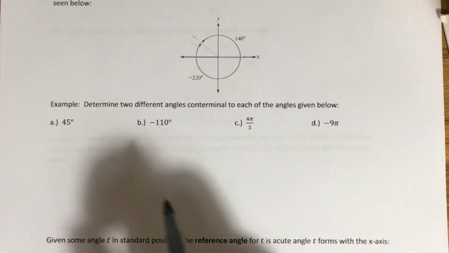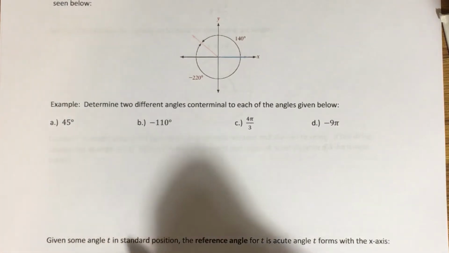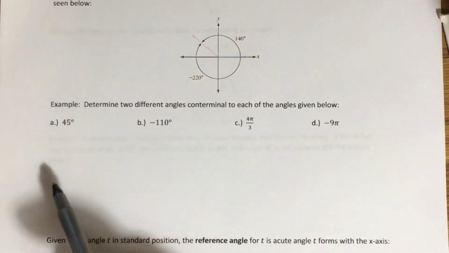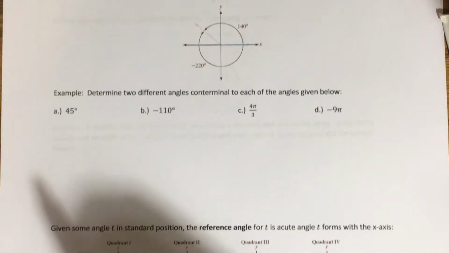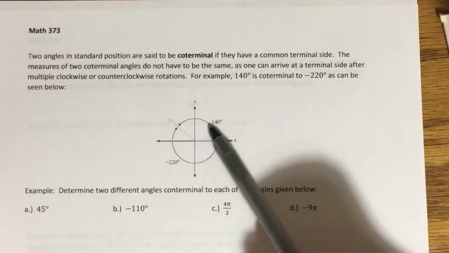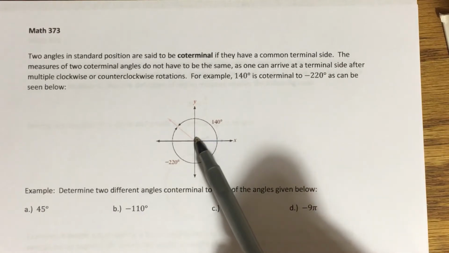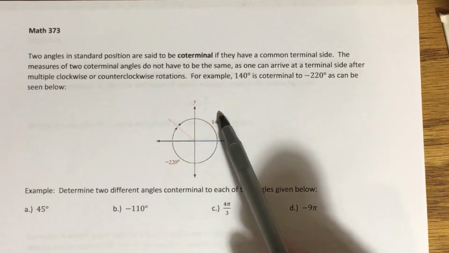Okay, so I want to do some examples where we look for coterminal angles, and we're going to do this both in degrees and in radians. So let's start with this one, a 45 degree angle. I want to find two different coterminal angles to 45 degrees. If you think of what a 45 degree angle looks like, it would be an angle that's in the first quadrant, halfway between the positive x and positive y axes. If I have a 45 degree angle here, if I add another 360 degrees to that, it's going to swing me around and take me right back to where I started from.